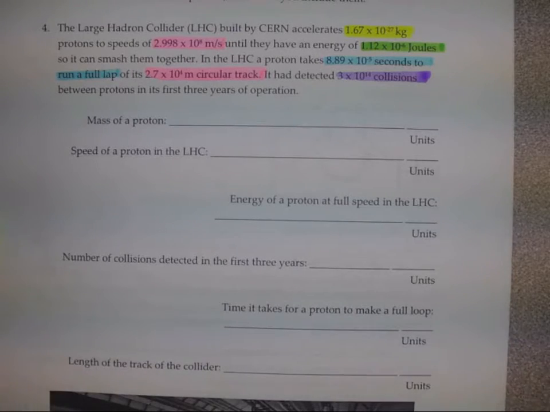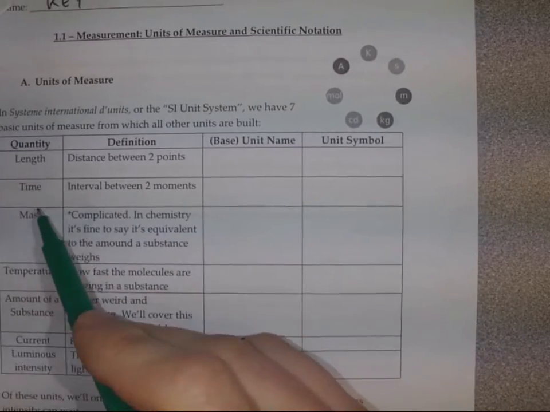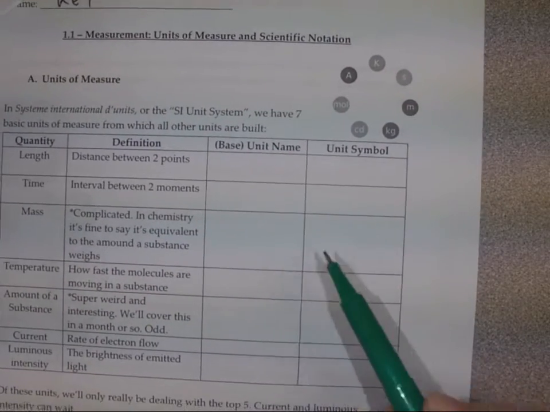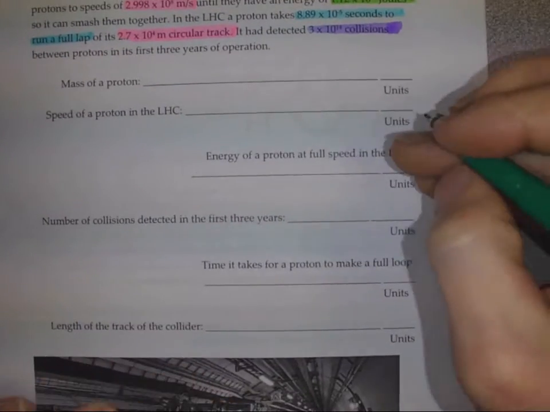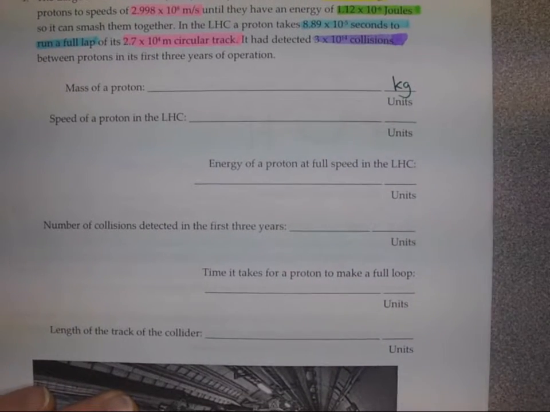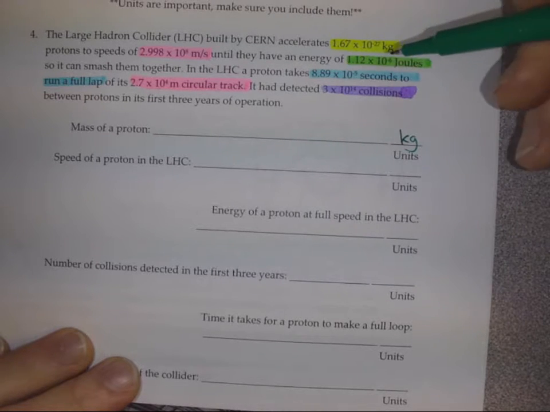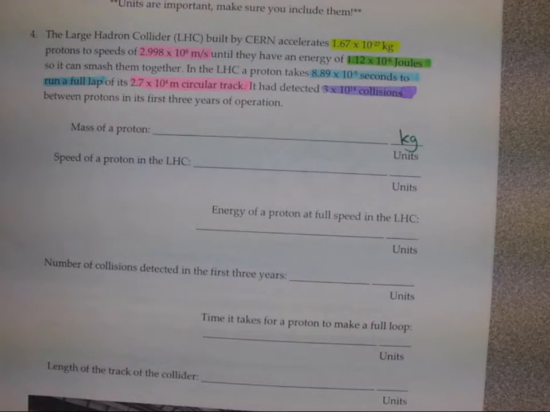So we know that mass, as we talked about on the front page, is measured in kilograms, which I didn't fill in here, but you guys did, hopefully. So that means we're going to be talking about kilograms here. So we look for where we express something in kilograms. Oh, okay, this is the mass of a proton. It is painfully small.